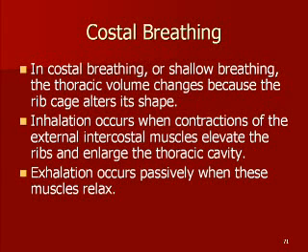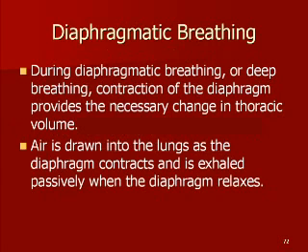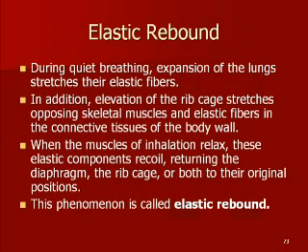In costal breathing, or shallow breathing, the thoracic volume changes because the rib cage alters its shape. Inhalation occurs when contractions of the external intercostal muscle elevate the ribs and enlarge the thoracic cavity. Exhalation occurs passively when these muscles relax. Diaphragmatic breathing. During diaphragmatic breathing, or deep breathing, contraction of the diaphragm provides the necessary change in the thoracic volume. Air is drawn into the lungs as the diaphragm contracts and is exhaled passively when the diaphragm relaxes.